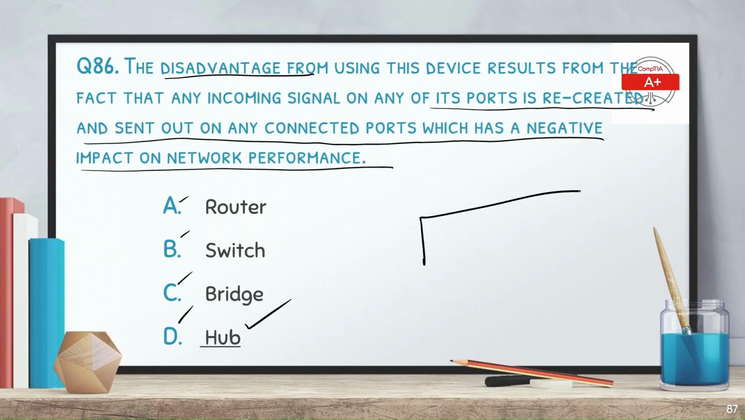So hub is basically a device. Let me draw it. Let's suppose this is a hub and it has multiple ports. Let's suppose this particular hub has 4 ports. So the issue with the hub is that when it receives any data, let's suppose on this port, then this data is replicated through all the ports. It is sent out to all the ports.